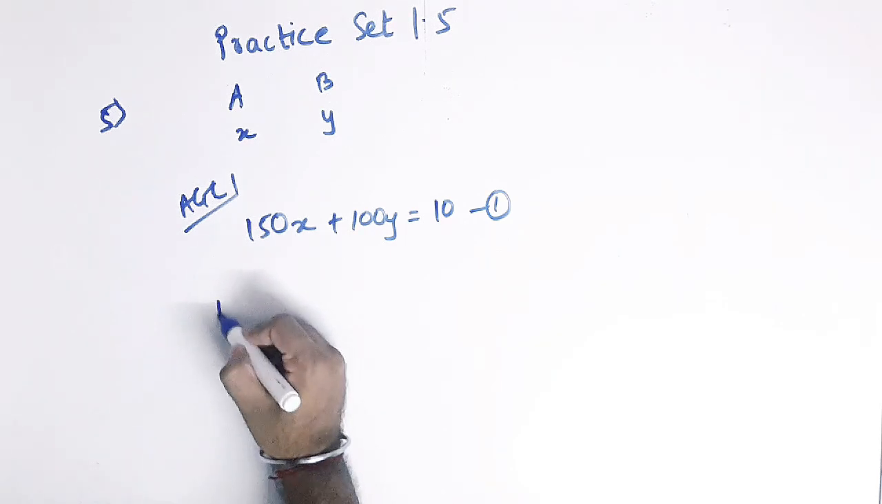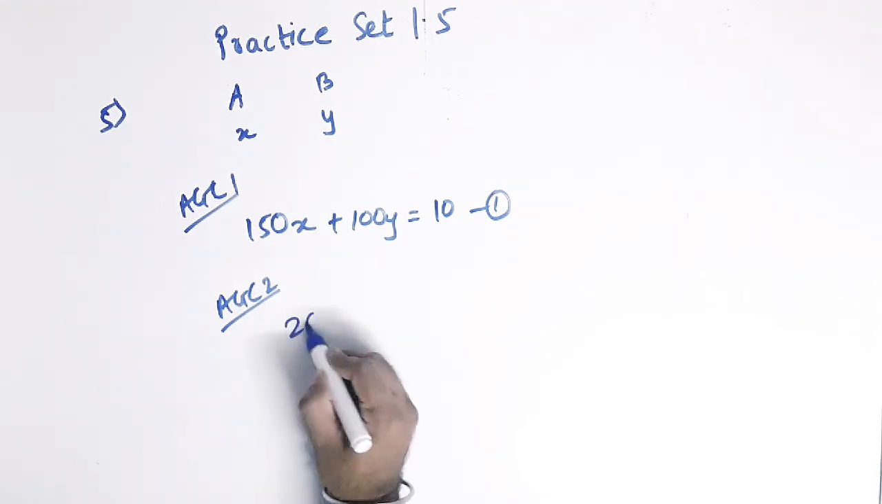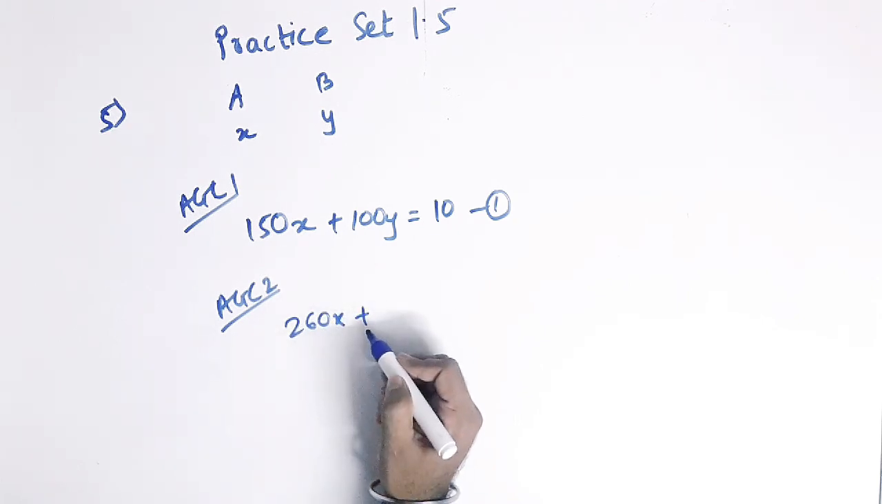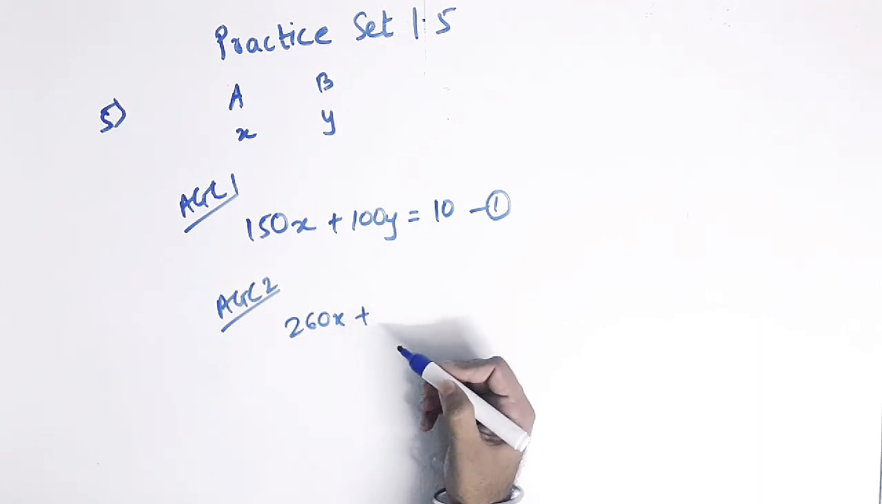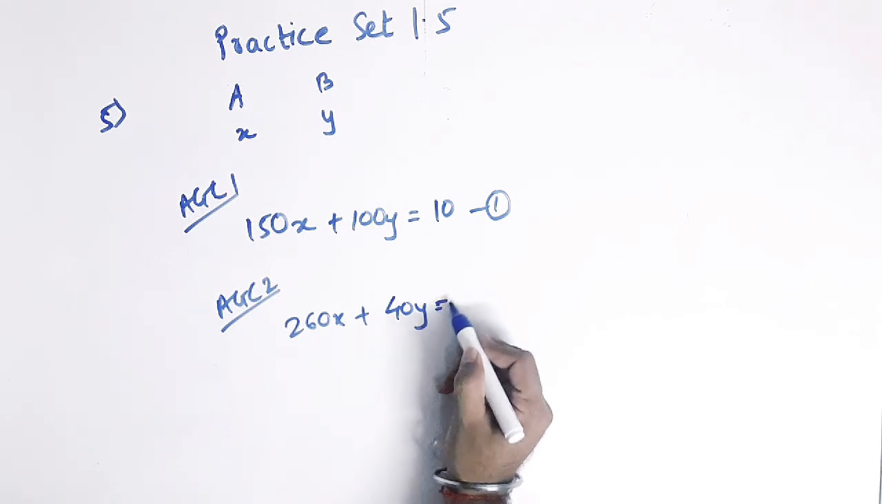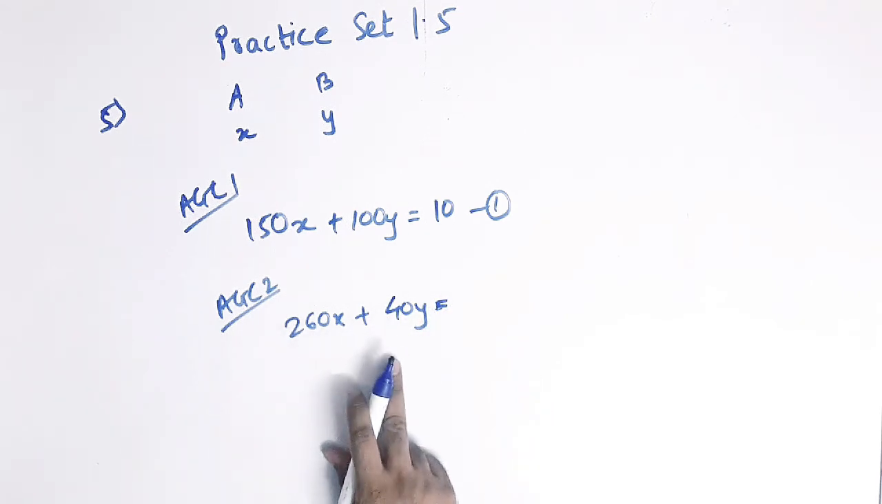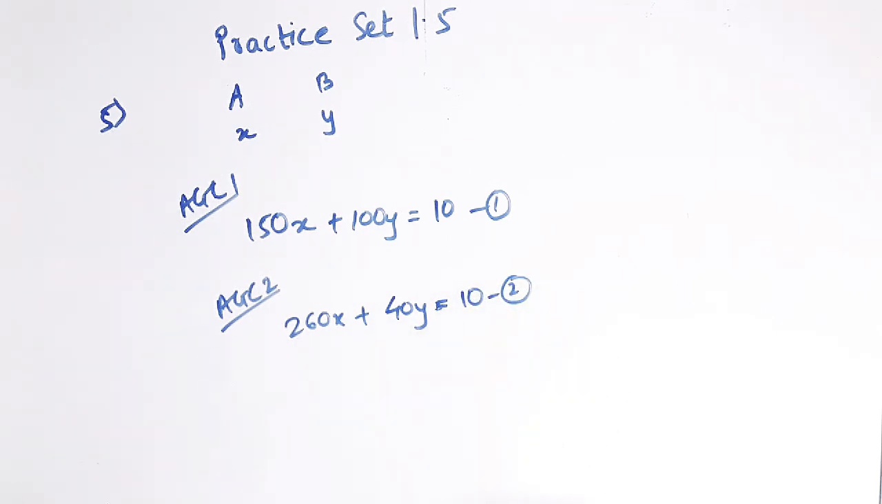Then the second given condition is if 260 boxes of type A are loaded, it can still accommodate 40 boxes of type B. That means now the truck gets filled. Now what is the capacity of the truck? It is 10 tons. So we got this. Now we have got the two equations. Now how will we solve?